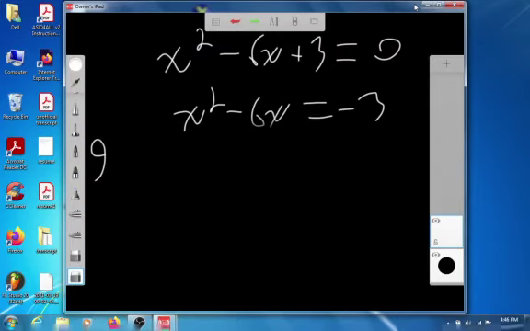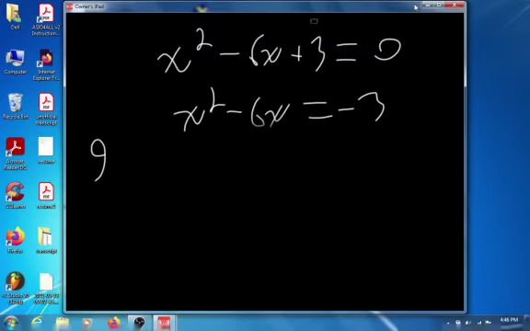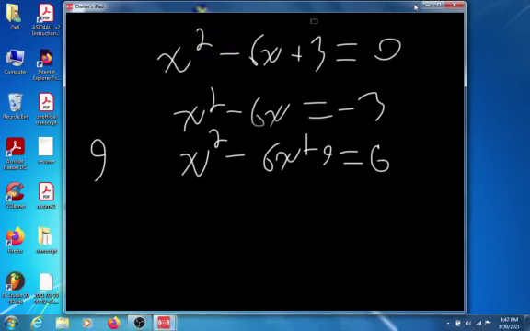So we got 9. Now what we're going to do is add 9 to both sides. We're going to get x squared minus 6x plus 9 is equal to negative 3 plus 9, which is 6. You might be wondering, why did we divide negative 6 by 2 and then square that result? And then why did we add 9 to both sides? And why did we subtract negative 3 from both sides?